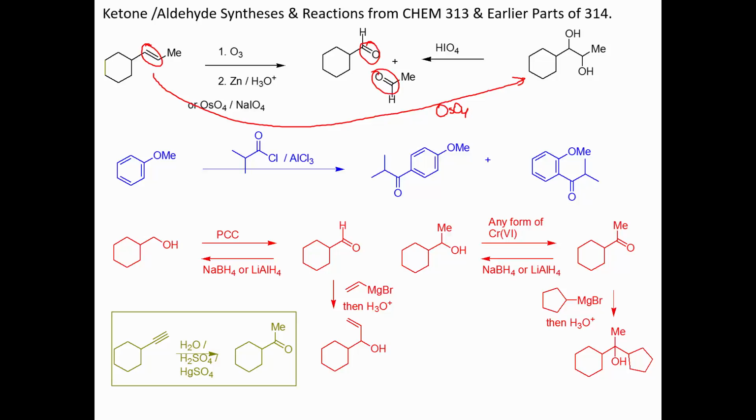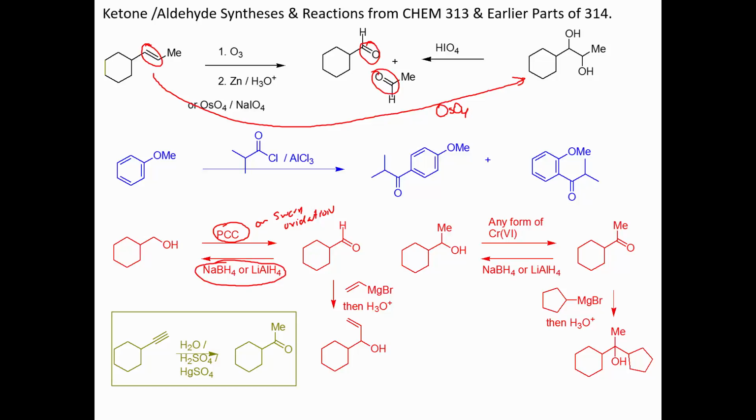Earlier in this class, we looked at how you can oxidize primary alcohols selectively to aldehydes using pyridinium chlorochromate or the Swern oxidation, and a variety of other oxidation procedures that we never talked about in class. We can reverse this process by treating it with one of these reducing agents here.